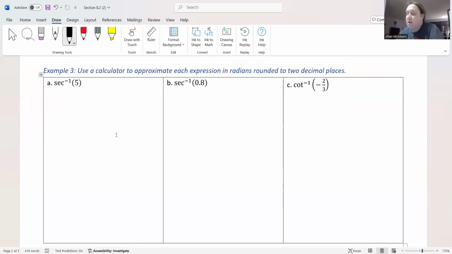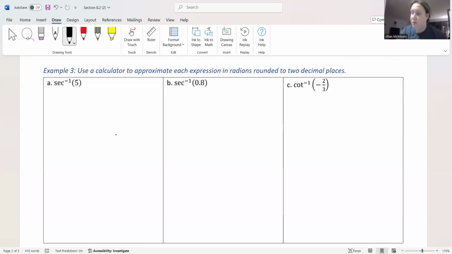All right, so the directions for example 3 say use a calculator to approximate each expression in radians. So keep in mind we need to be in radians, rounded to 2 decimal places. And the first thing we have is inverse secant of 5. Okay, well keep in mind that inverse secant operates on a ratio, meaning the input value is a ratio.